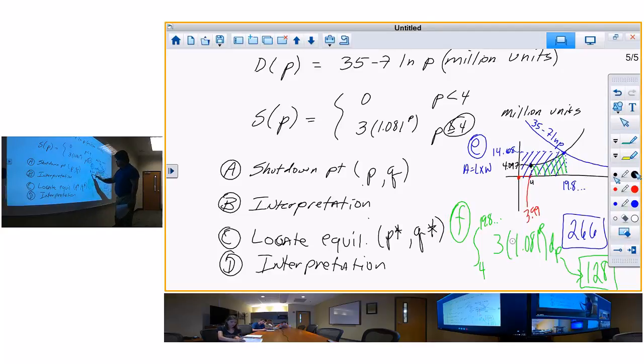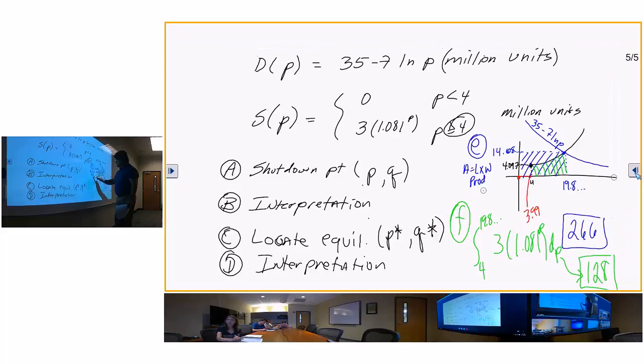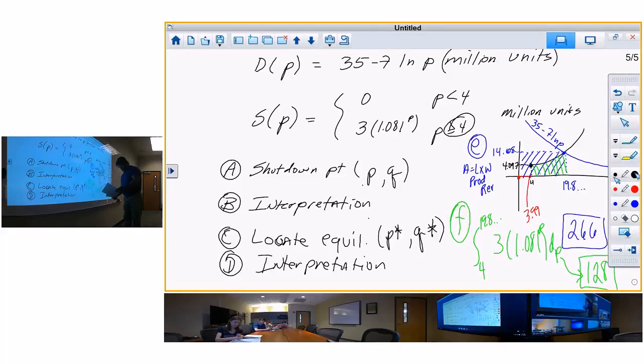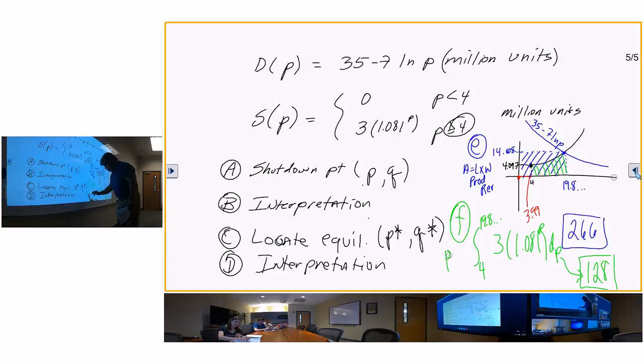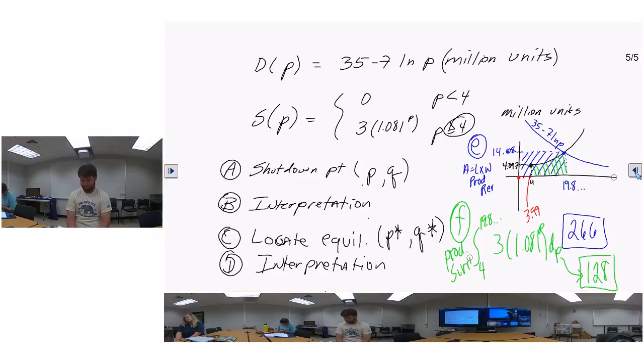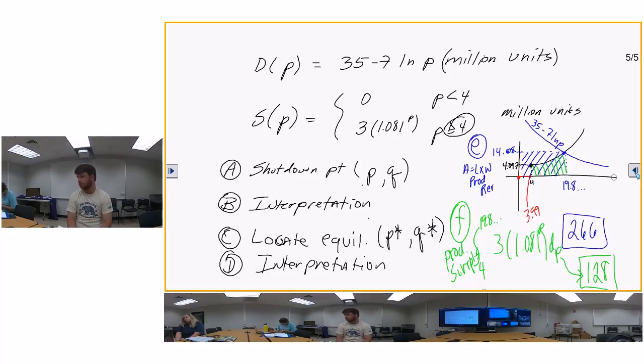This is the producer revenue, is the blue area. And then what did I say the other was? Producer surplus. Make sure you can do those two problems really well.